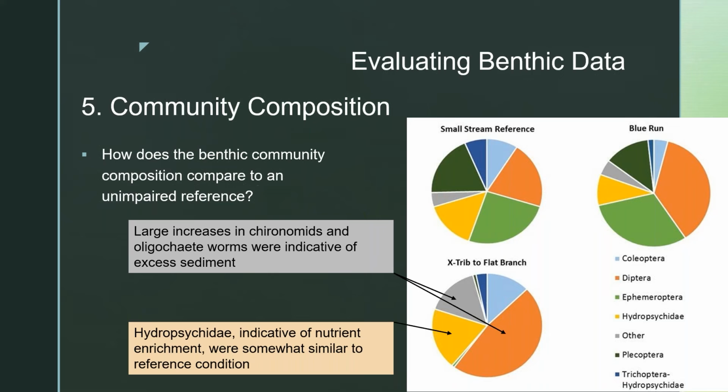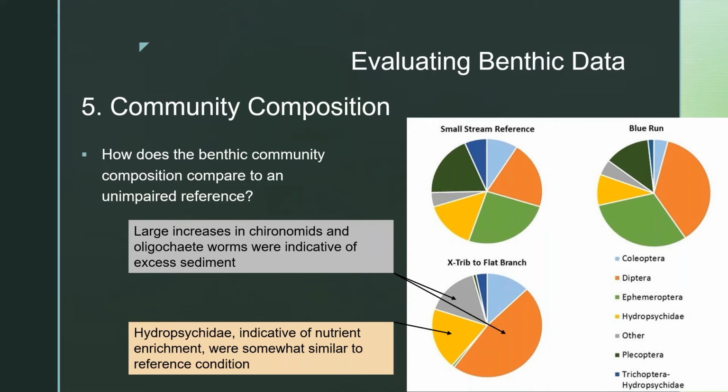Another thing to look at is the composition of the community. And you can look at this by order, and maybe some orders you might want to break down, particularly Trichoptera, you might want to break it down into your Hydropsychid versus your other Trichoptera. But the pie chart is a really good way to look at this different composition of the community, and you really need to compare it to some reference.